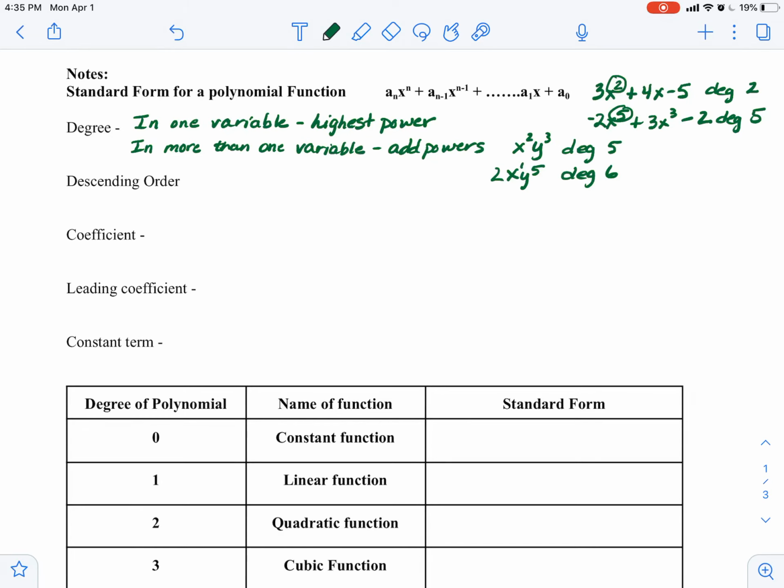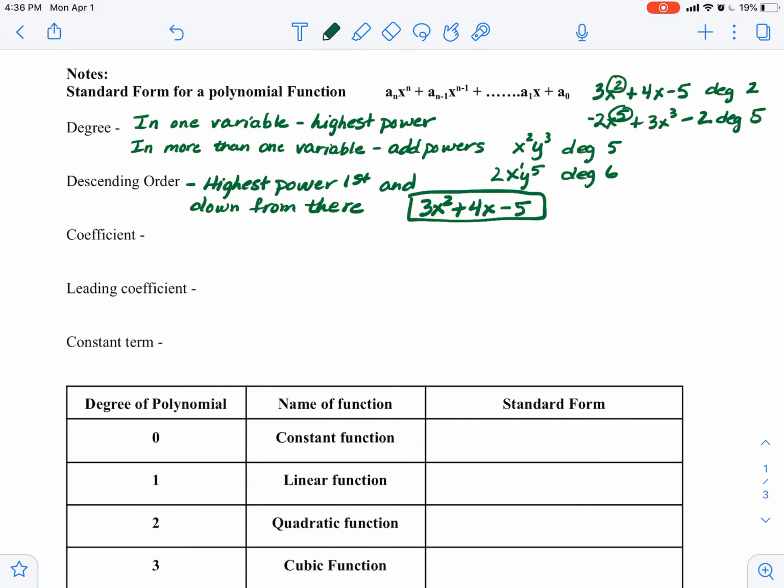Okay, then the next is what's descending order. Well, descending order is simply like what it says. You put the highest power first, and then go down from there. Okay. So the ones that I gave you over here would be in descending order. So 3x squared plus 4x minus 5, that would be in descending order. If I had given you x minus 5 plus 3x squared, that would not be in descending order.